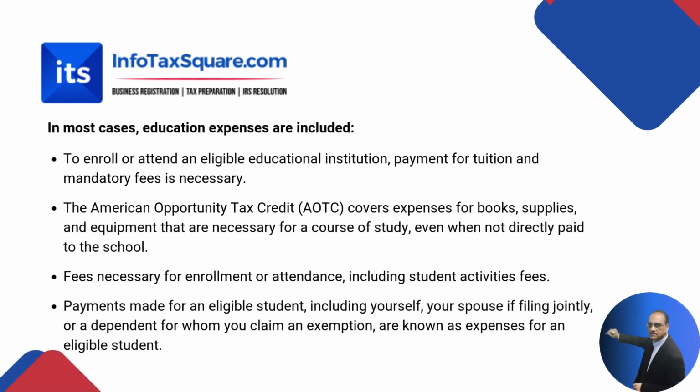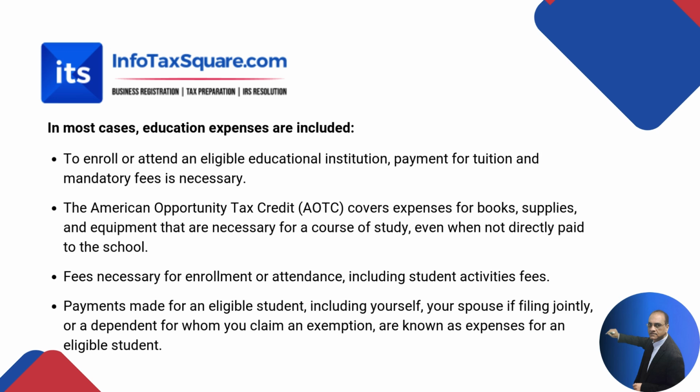In most cases, education expenses are included, such as to enroll or attend an eligible education institution. Payments for tuition and mandatory fees are necessary. AOTC, which stands for the American Opportunity Tax Credit, covers expenses for books, supplies, and equipment that are necessary for a course of study, even when not directly paid to the school. Fees necessary for enrollment or attendance, including student activities fees, are also part of the qualified education expenses.